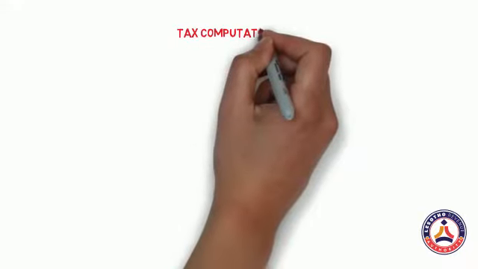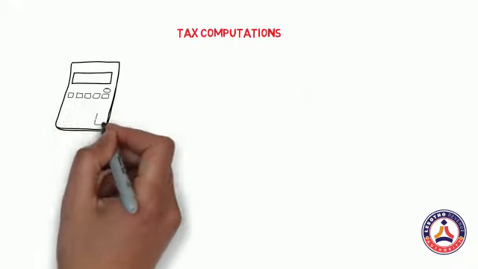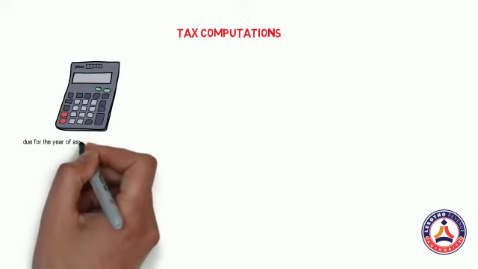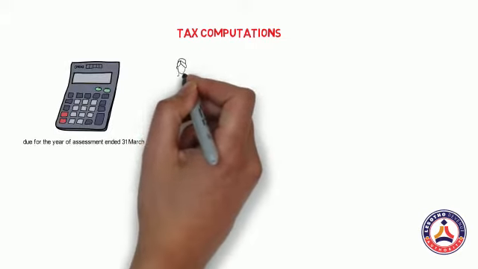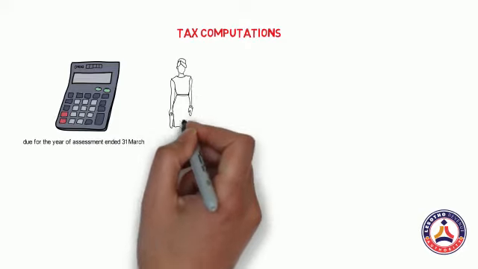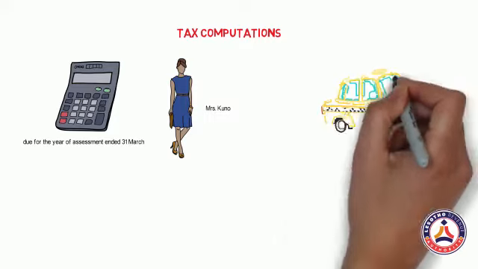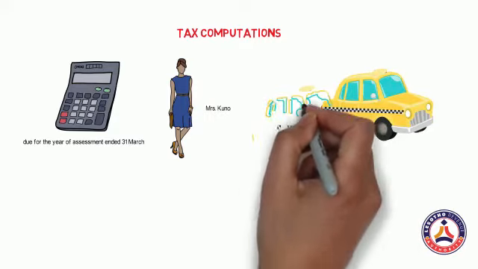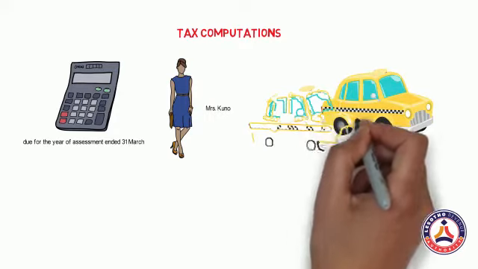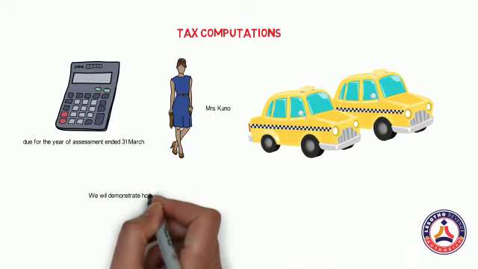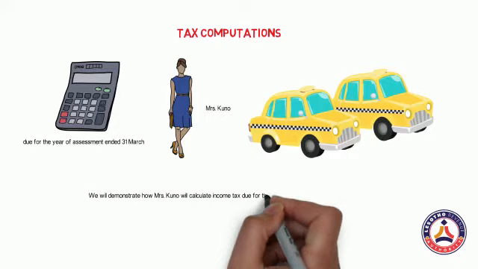Tax computations. This is the part where you are supposed to correctly calculate tax due for the year of assessment ended 31st March. Let's assume that Mrs. Kuno, a sole proprietor, owns a car rental business. She has provided the profit and loss statement for the year ended 31st March below. We will demonstrate how Mrs. Kuno will calculate income tax due for the year ended 31st March.